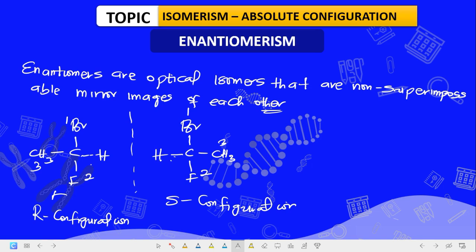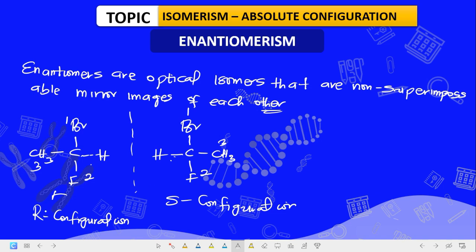Like you see this hydrogen here, then if you want to look at mirror images, this one is showing this way, then this one is showing this way. That's what mirror images are. Are you getting it now? But they are the same compound. So enantiomers are optical isomers that are non-superimposable mirror images of each other.